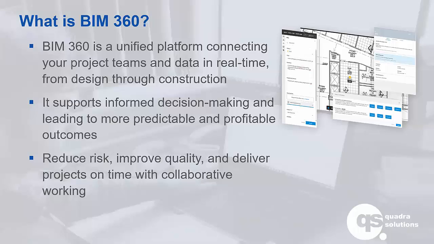So what's BIM 360? Well, it's a little bit of a moot point at the moment. BIM 360 as it was is now known as Autodesk Construction Cloud. It's changed its name, however, it does pretty much exactly the same thing. It's a unified platform connecting your project teams and data in real time from design through to construction. One of the main changes throughout the Construction Cloud is that BIM 360, as it was, is now compatible with ISO 19650.